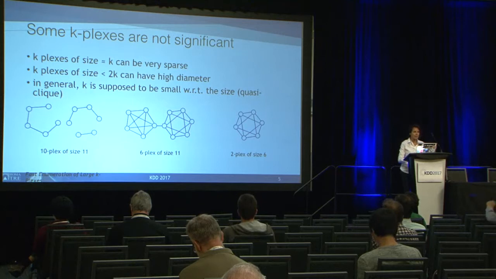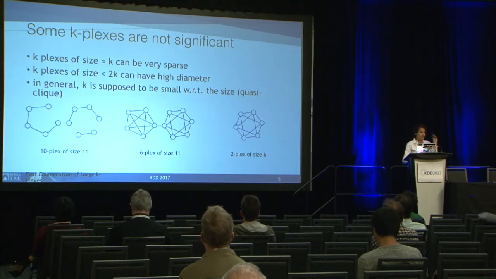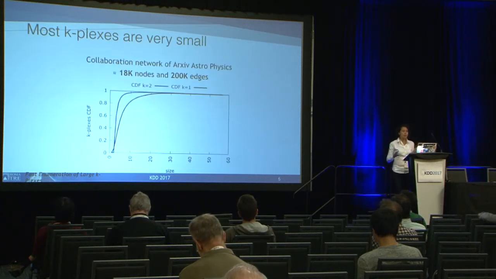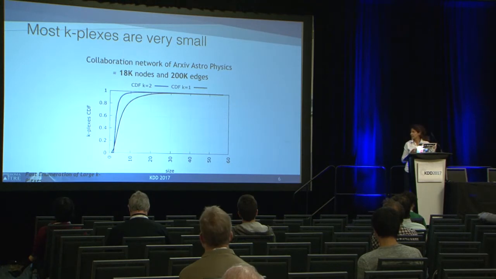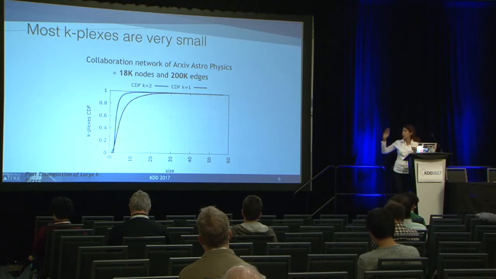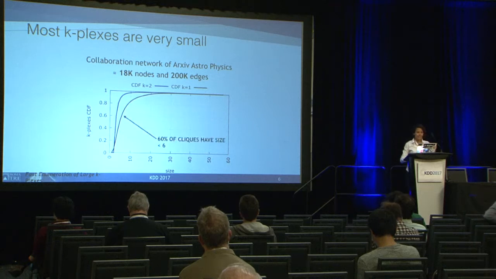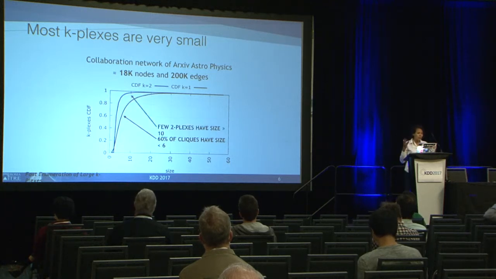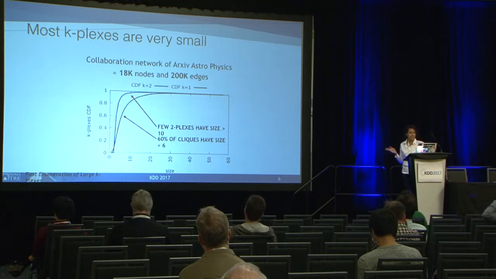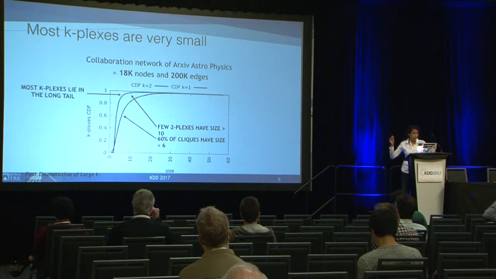So k-plex is somewhat hard to use because you have this k-parameter that you need to tune. Also, most k-plexes may be very small. For instance, this is the distribution of 2-plexes and 1-plexes in one sample network. As you can see from the plot, 60% of cliques have size smaller than 6, so almost trivial, and very few 2-plexes have size larger than 10. In the end, you can say that most k-plexes lie in a long tail.